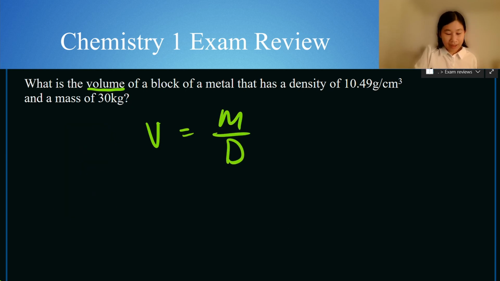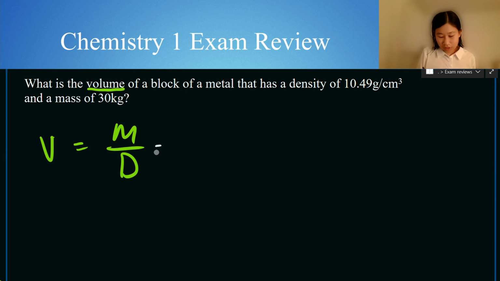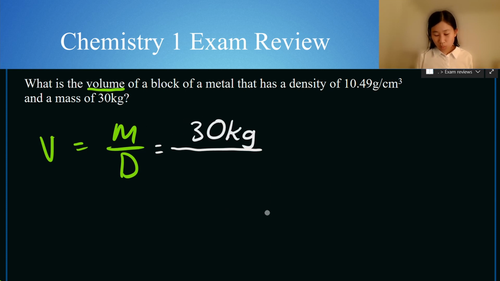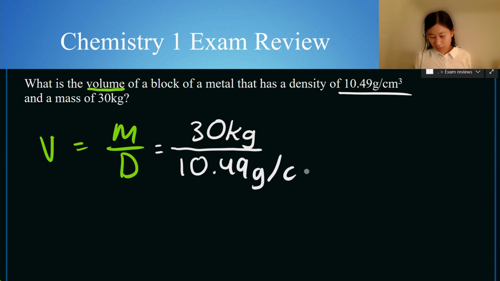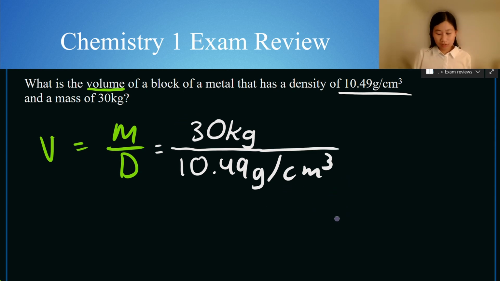Alright, so now that I have my equation for volume, I can just go ahead and plug in numbers. So in the top we will have mass. What is that mass? Well, it's 30 kilograms. What is the density? The density is over here, 10.49 grams per centimeter cubed. So looking at this should raise one big red flag, all right? And that is because we have kilograms on the top and only grams on the bottom.